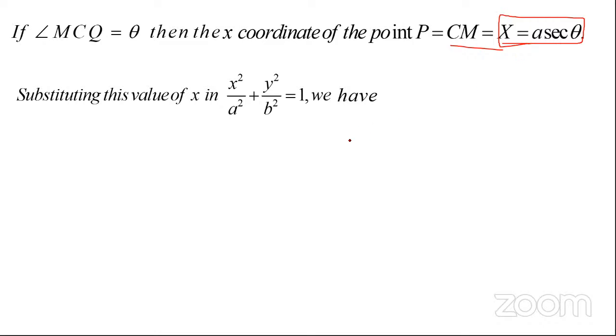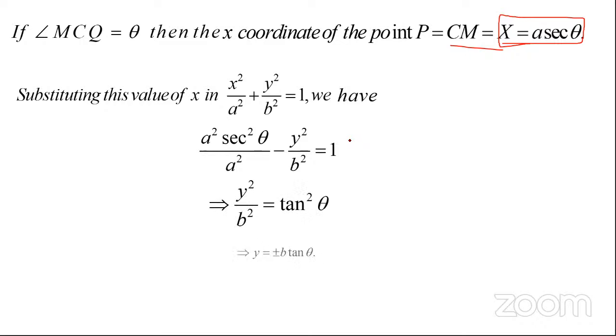Substituting this value of x in x square by a square plus y square by b square equal to 1, we have a square secant square theta by a square minus y square by b square equal to 1. Then y square by b square equals secant square theta minus 1, which equals tan square theta.